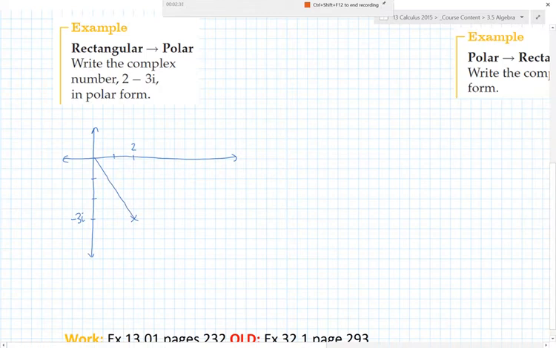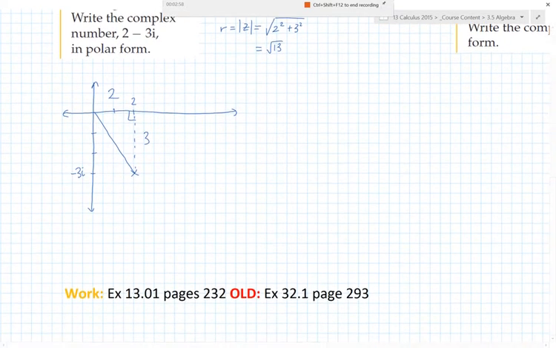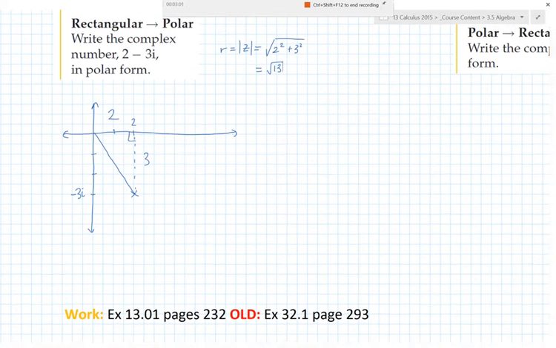Now the modulus is actually the hypotenuse of this right-angled triangle that we make, and so if that distance is 2 and that distance is 3, then the modulus, which we can write like this, is going to be equal to the square root of 2 squared plus 3 squared. So that's going to be the square root of 13. Because we're so happy with surds, we're not going to evaluate that square root, we'll just leave it as it is.